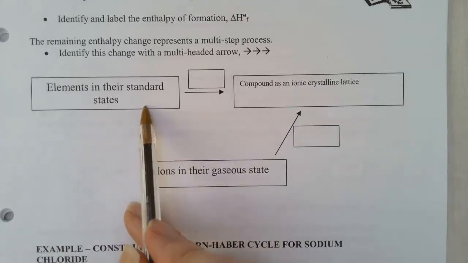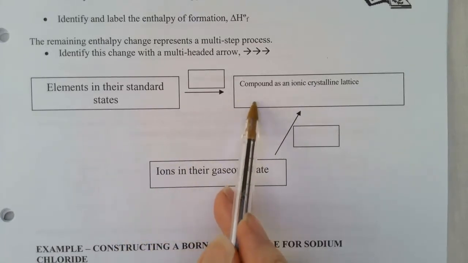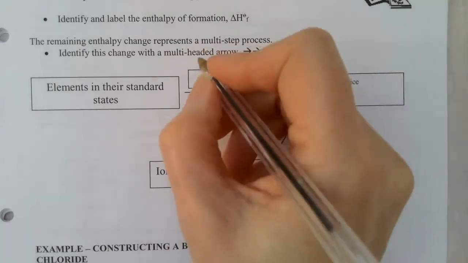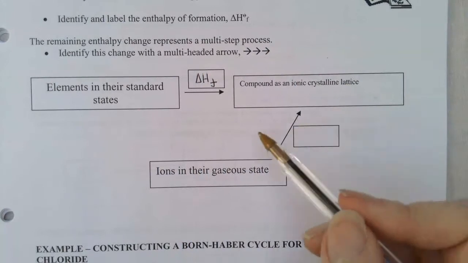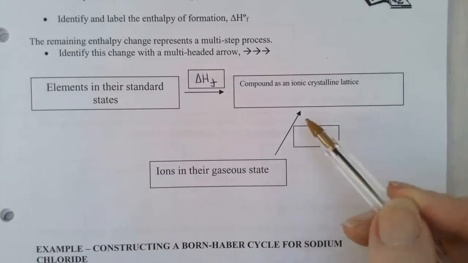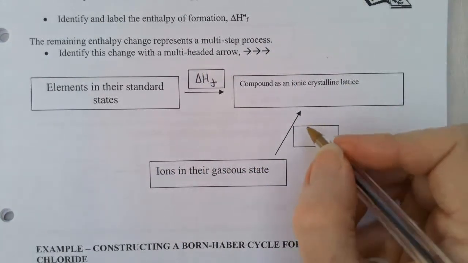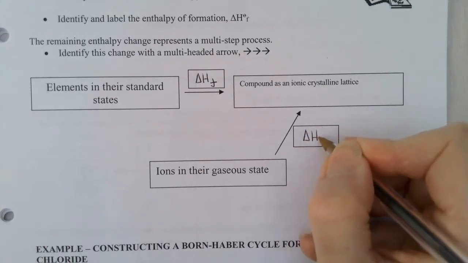So I can take the elements in their standard states and turn them into my ionic lattice, and that would be delta H formation. I can take the ions in their gaseous states and turn them into the compound, and that would be my delta H lattice.